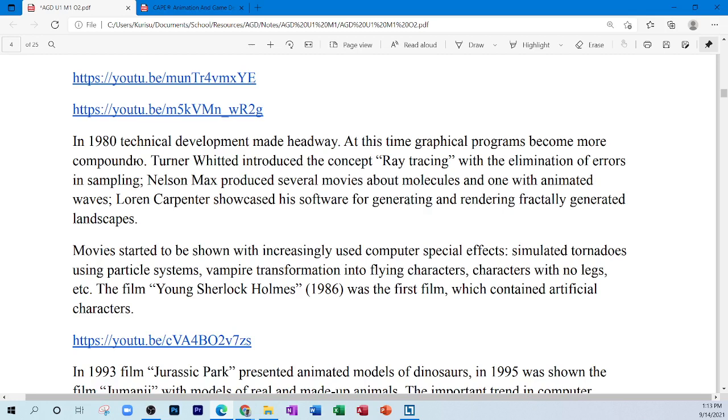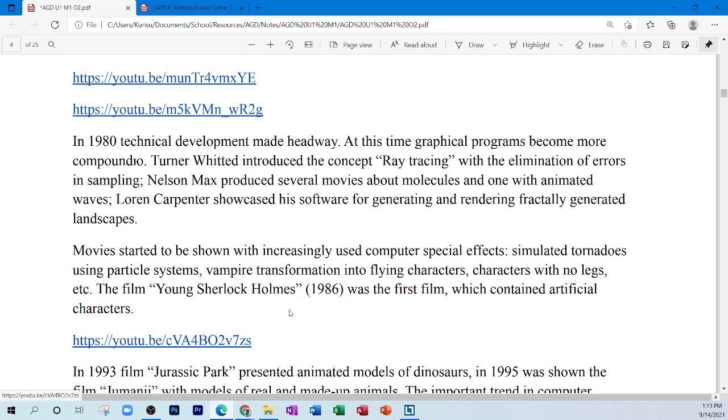Movies started to be shown with increasingly used computer special effects: simulated tornadoes using particle systems, vampire transformation into flying characters with no legs, etc. The film Young Sherlock Holmes, 1985, was the first film which contained artificial characters.